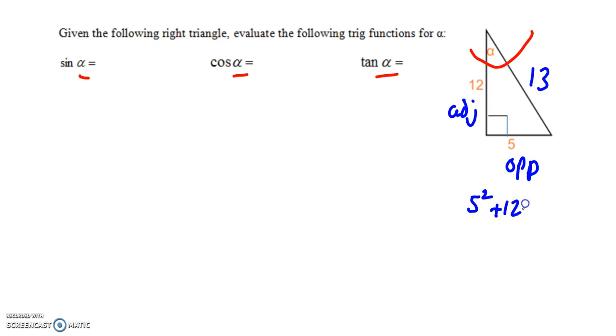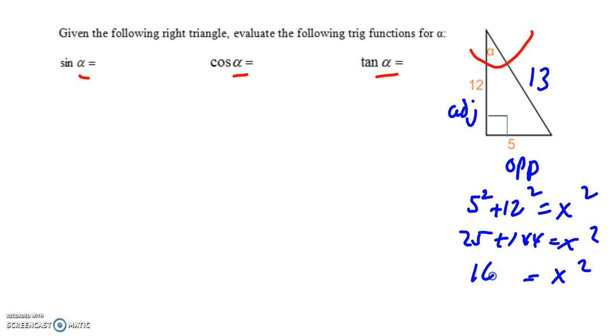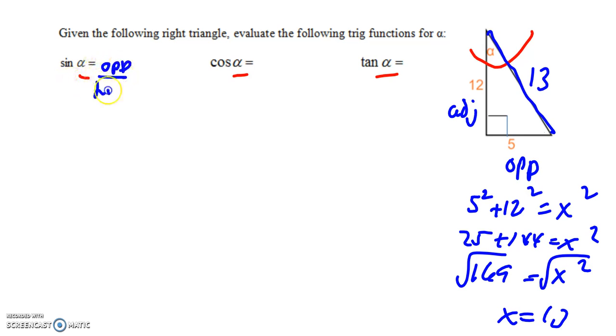5 squared plus 12 squared equals x squared. 25 plus 144 equals x squared. X squared would equal 169. So if you took the square root, you would get that the hypotenuse is 13. And now that we know that this length is 13, we can find all of our trig ratios. Sine of any angle is the ratio opposite over hypotenuse. So if we're using this angle as a base, opposite would be 5 and the hypotenuse would be 13.